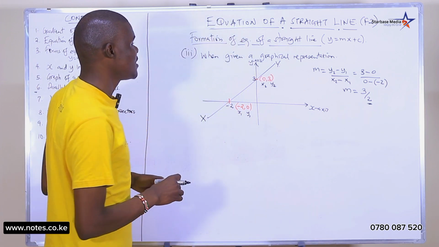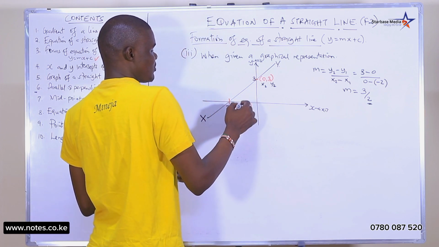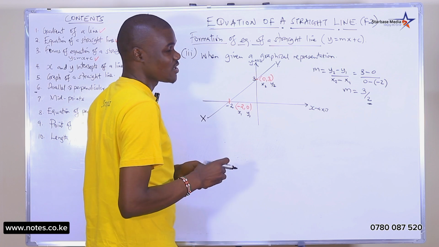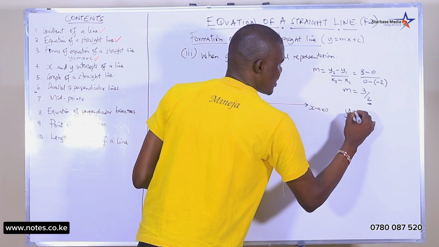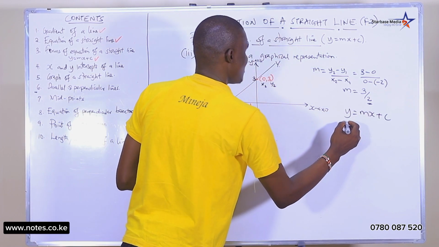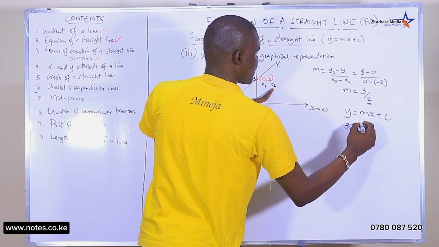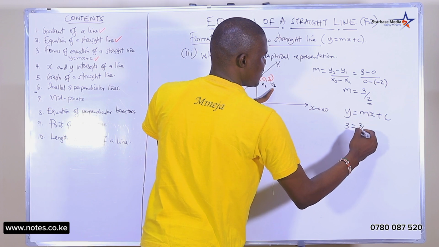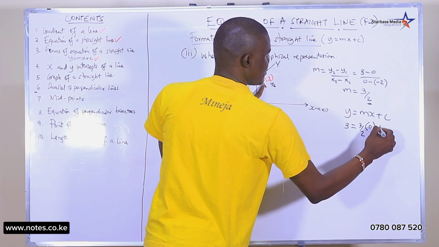So be very keen. Once you get the gradient, I said you can use any point. You can either choose this point or the other one. I said choose the one without signs to make your work easier. So I'll pick this. I'll say our equation is y is equals to mx plus c. Then we say our y is 3 is equals to, m is here, 3 over 2, x 0 plus c.